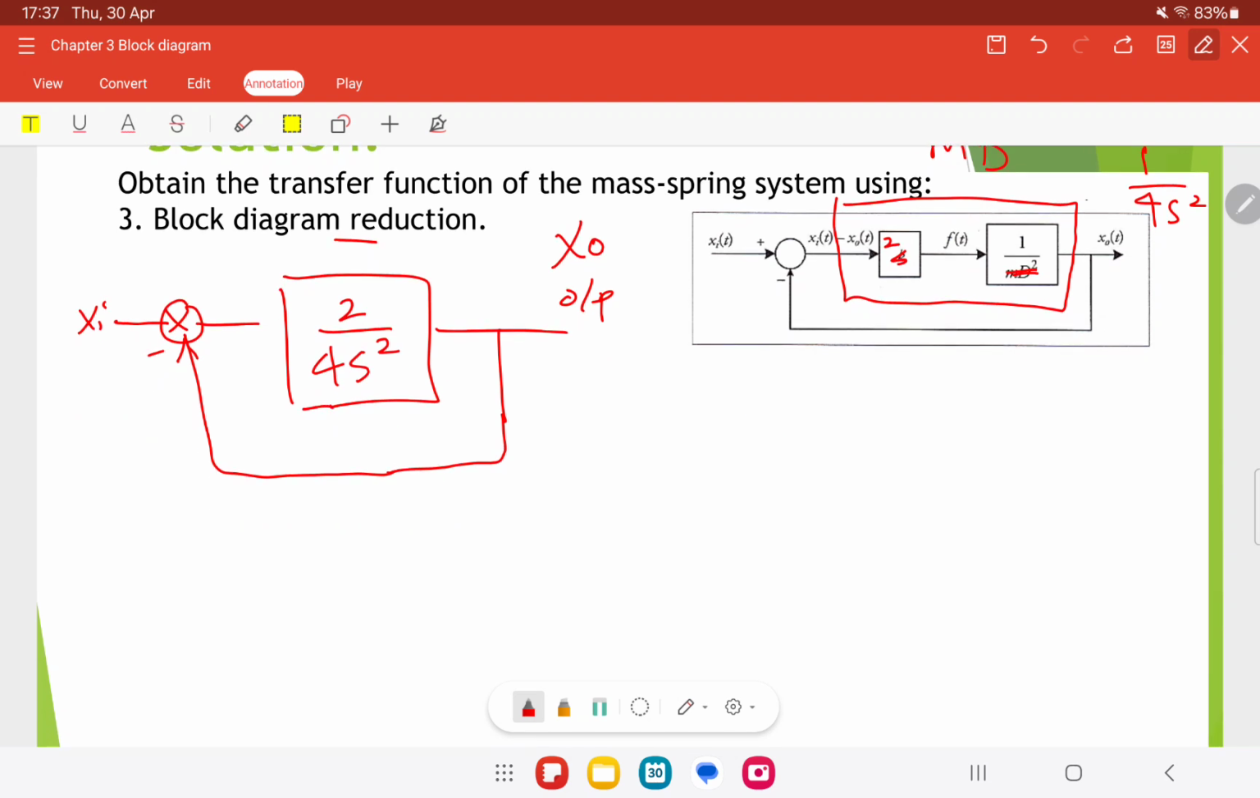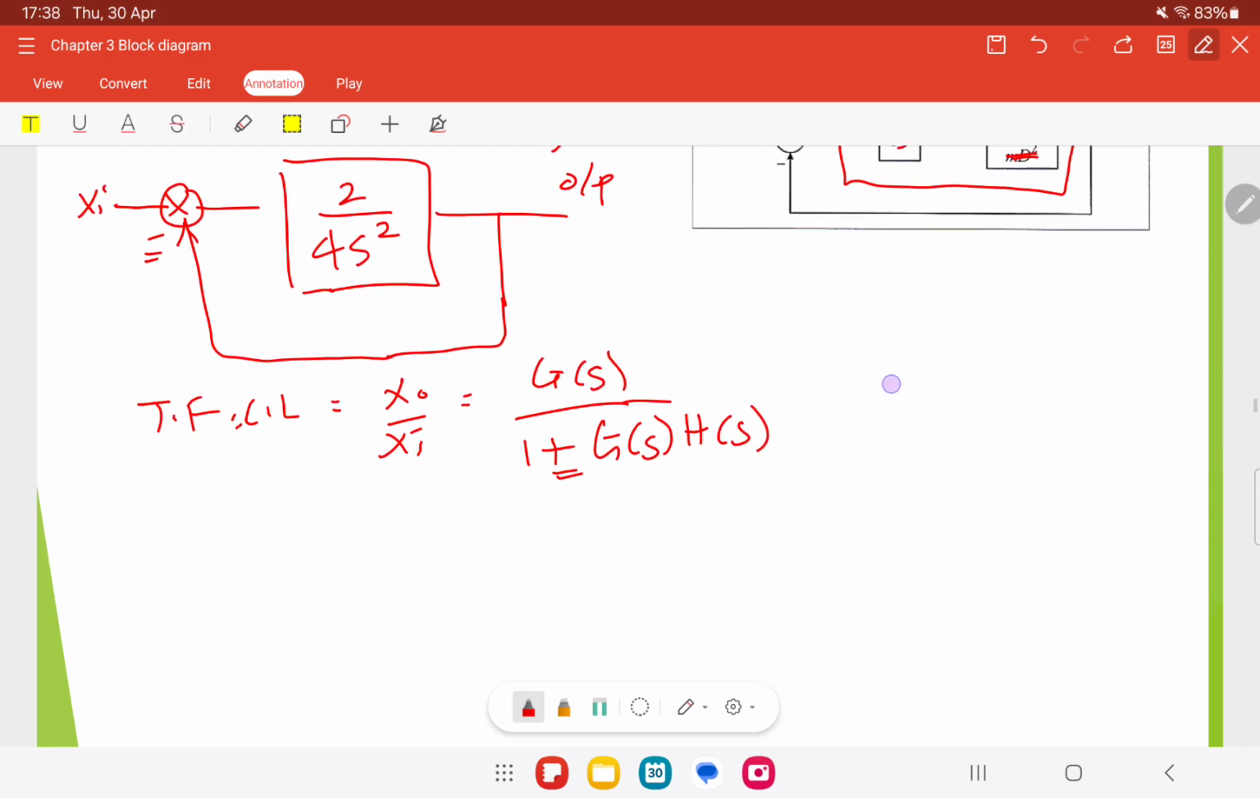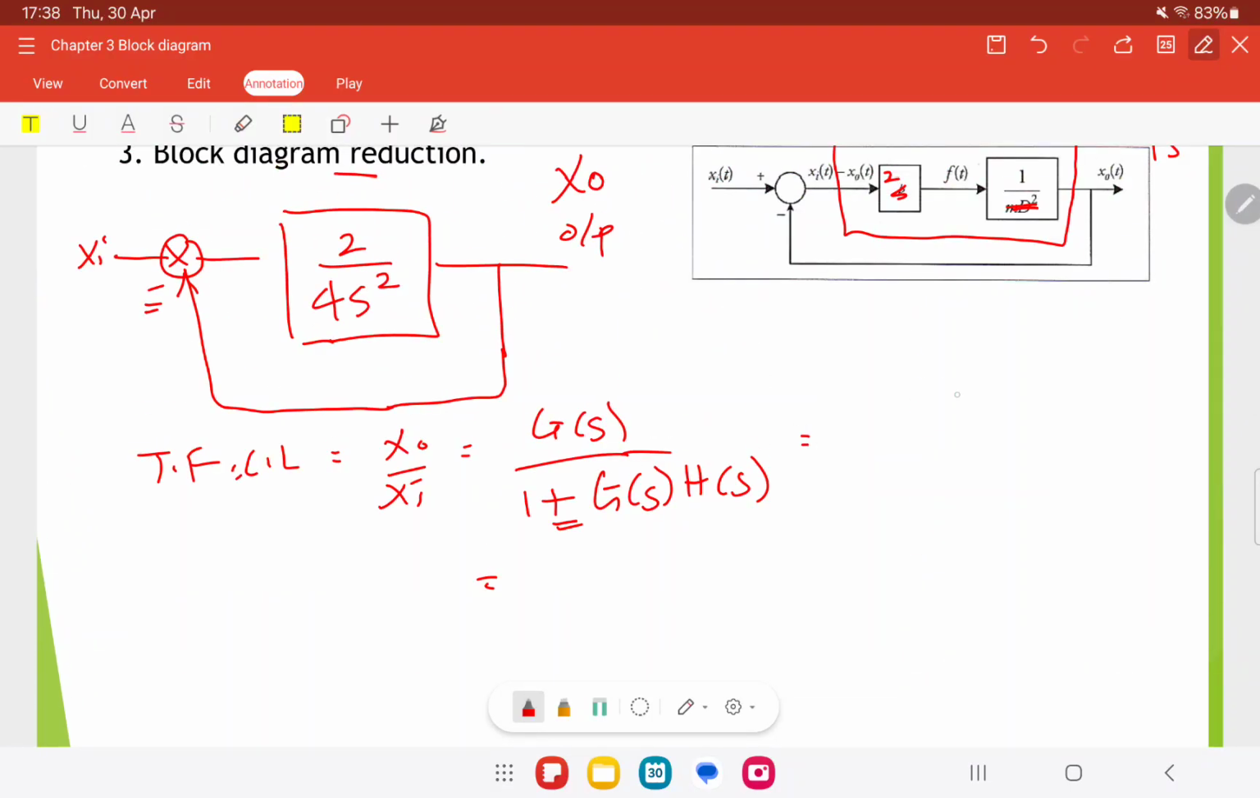So the formula for negative feedback, transfer function closed loop, will become x out over xi equivalent to G(s) over 1 plus G(s)H(s). Now why is it plus? Because we have negative feedback. So substitute all in here, I will write here: 2 over 4s square over 1 plus 2 over 4s square.